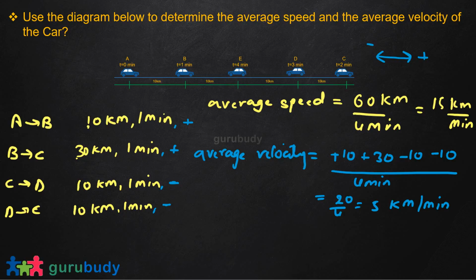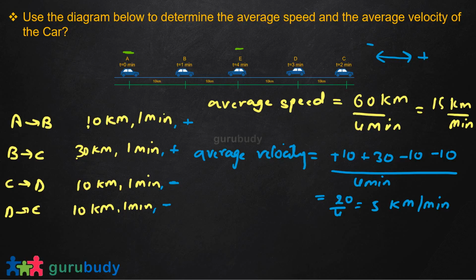Okay. Now, that's one way of looking at it, right? And another way of looking at it is basically average velocity is displacement upon time, right? And what is displacement? Displacement is basically the shortest distance between the initial point, which is A, and the final point, which is E. So what is the net displacement?